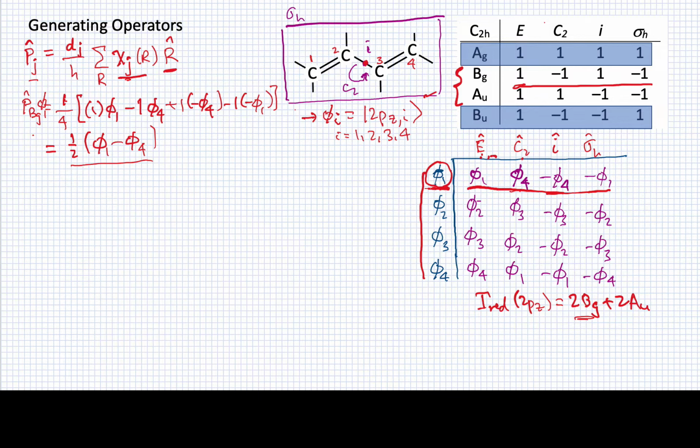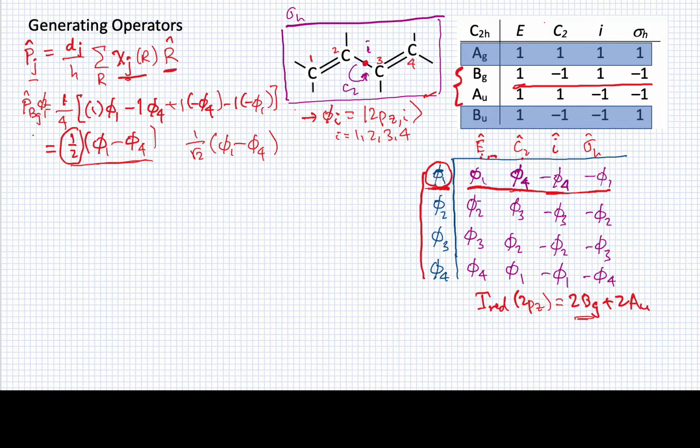Now, don't worry too much about this number out here. It does come out of this calculation, but this would not be normalized with that. In fact, the normalized version of this will be 1 over the square root of 2 times phi1 minus phi4. All right. But this is the result of using the projection operator.